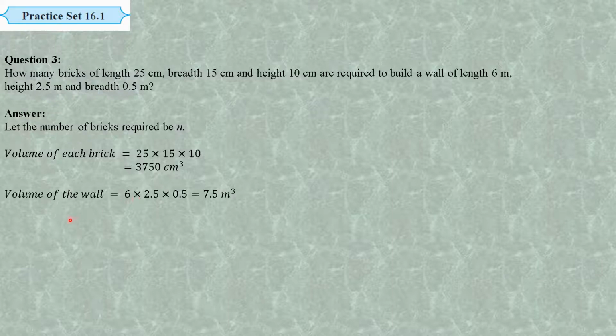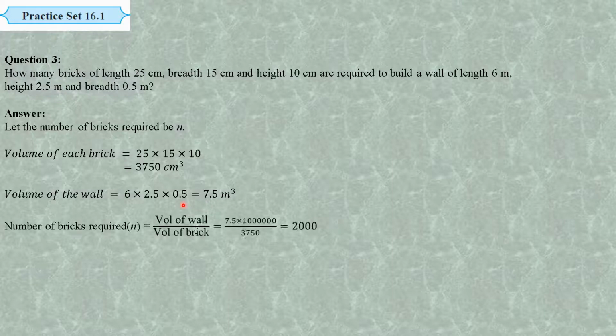Now let us find out the volume of the wall. The dimension of the wall to be built is also given. So the wall should have 6 meters in length, 2.5 meters in height, and 0.5 meters in breadth. So we'll find out the volume of the wall, that is 6 into 2.5 into 0.5, which will give you 7.5 meter cube. Now to find the number of bricks, we just divide the volume of the wall by the volume of the bricks. So the volume of the wall is 7.5 meter cube and the volume of the brick is 3750 centimeter cube.